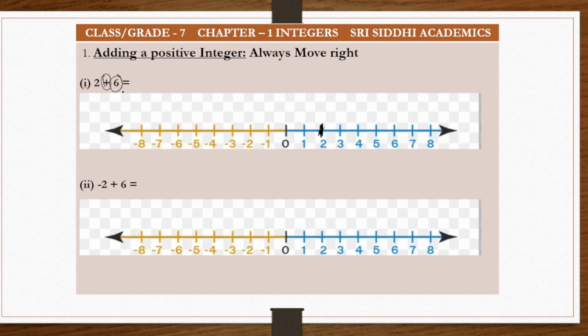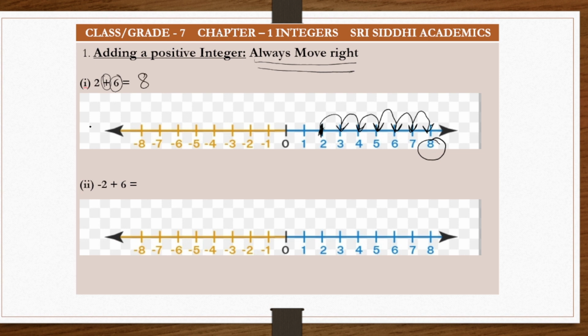It's a positive integer. So since I am adding a positive integer to the number 2, that means from the position 2 I need to move towards right. I always move towards right whenever I am adding a positive integer. So from 2 I have to take 6 steps towards right. So first step, second step, third step, fourth step, fifth step, and finally 6th step. So I landed up at 8. So 8 should be my answer. Okay. So we'll write 8 here.